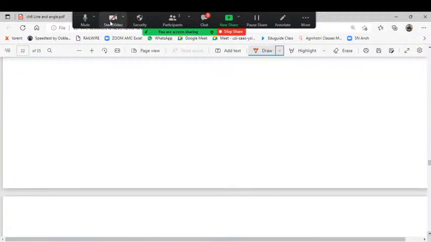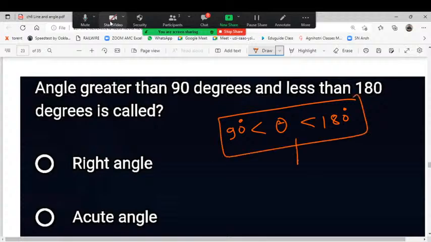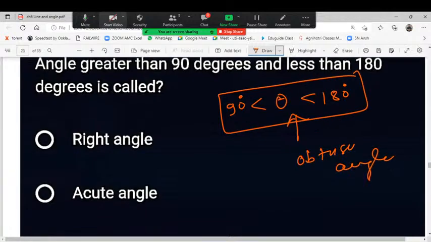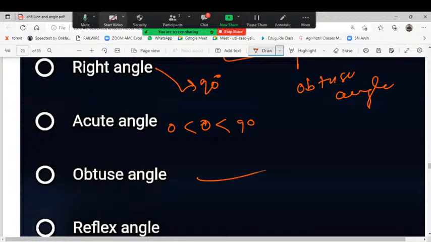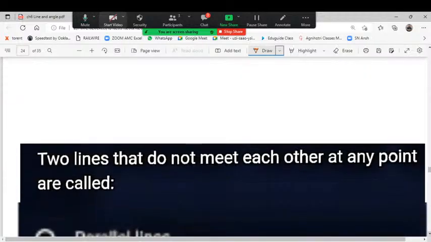Okay, next question in front of you. An angle greater than 90 but less than 180. What name will you give to such an angle? Is it obtuse angle? Do you think so? Yes, sir. Exactly. Right angle is 90 degrees. Acute angle is lesser than 90, greater than 0. Obtuse angle is exactly what we have been asked here. Reflex angle is greater than 180, less than 360.